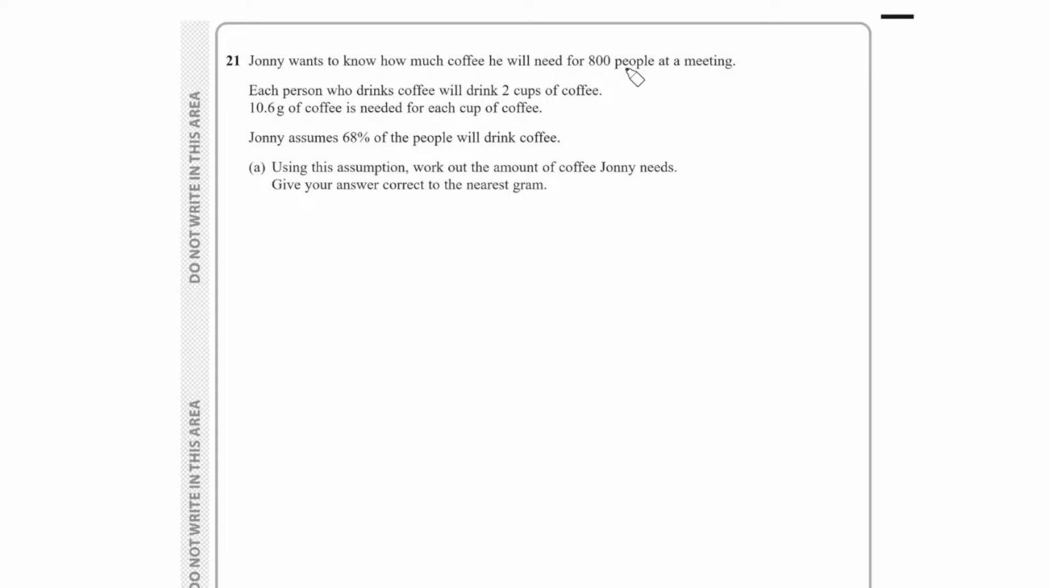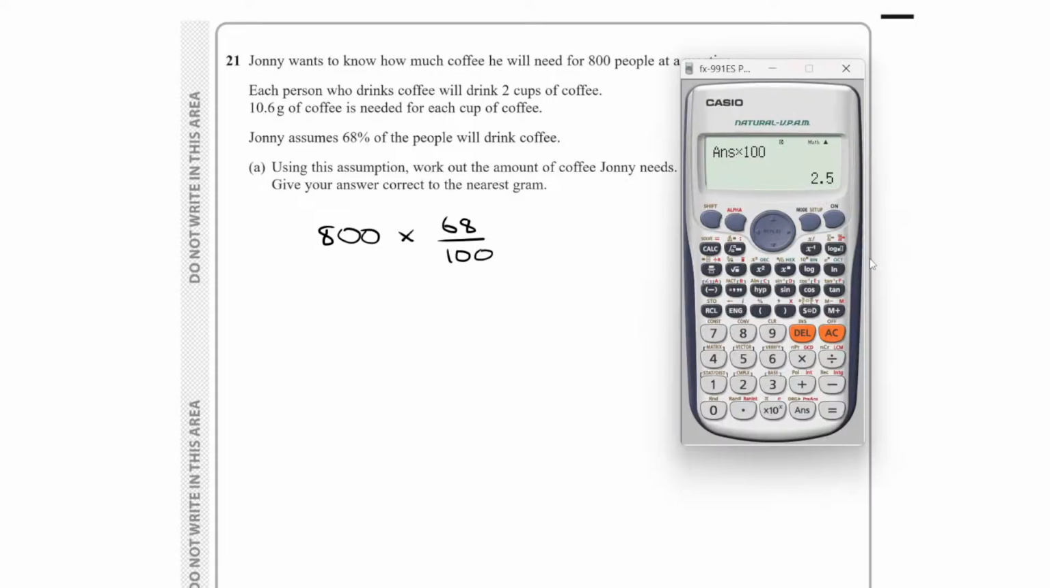We've got 800 people in the meeting. Johnny assumes 68% of the people will drink coffee. So not all of the 800, just 68% of the 800. To work out 68%, because we've got a calculator, you just do 68 over 100 because it's a percentage. Yes, this is calculator paper. 800 multiplied. You can obviously convert 68 into a decimal if you want to just do it directly. But either way, you should get 544. However you worked it out here, you should get 544.